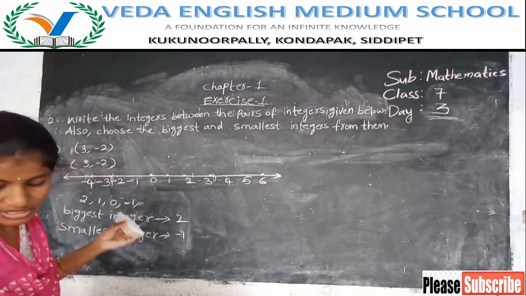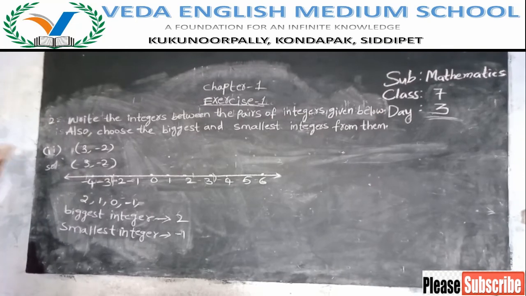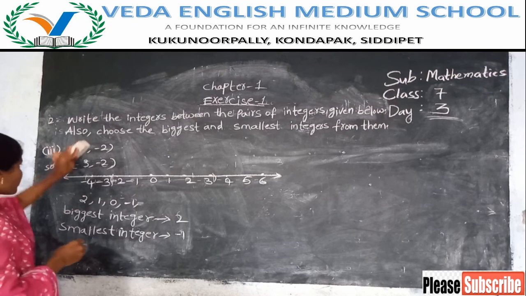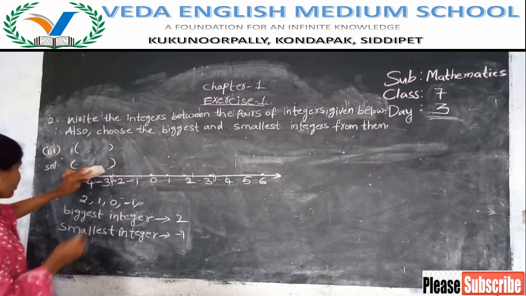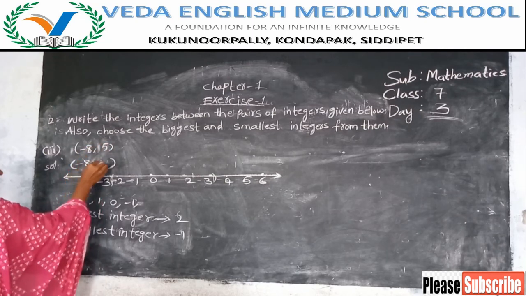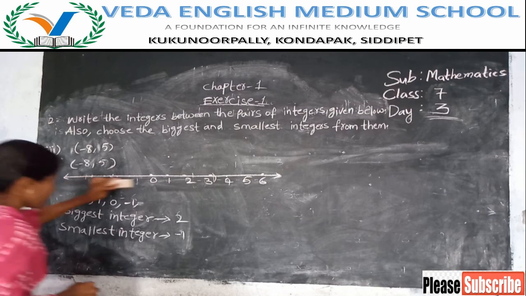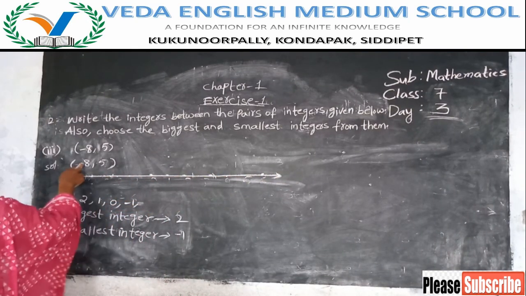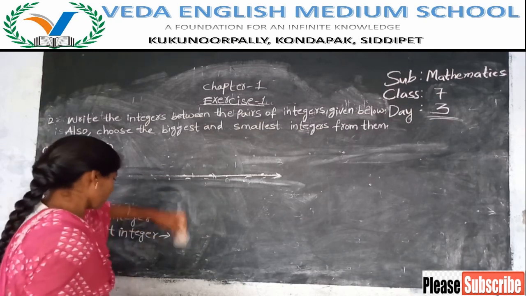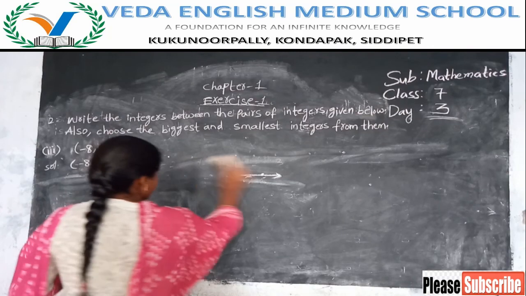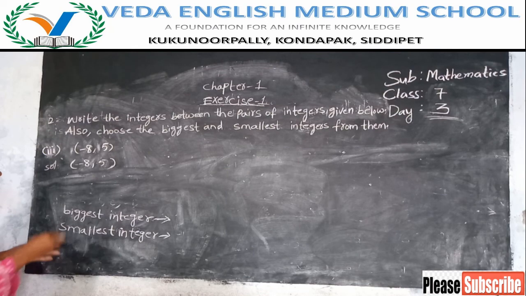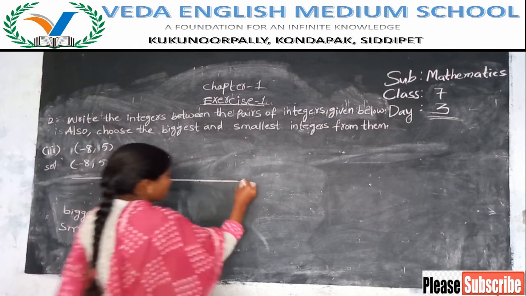Now the third question is -8, 5. Now we have to write the number line again, up to -8 and 5. Now I am drawing the number line.